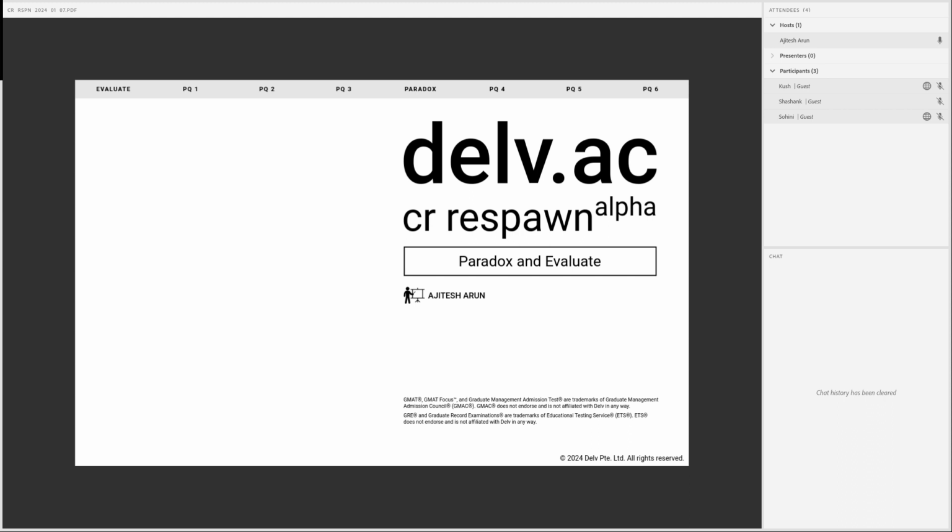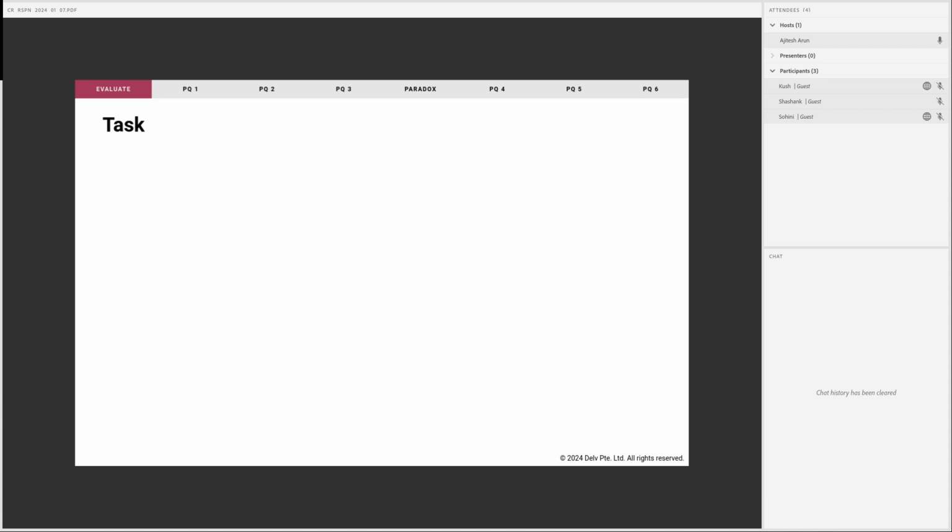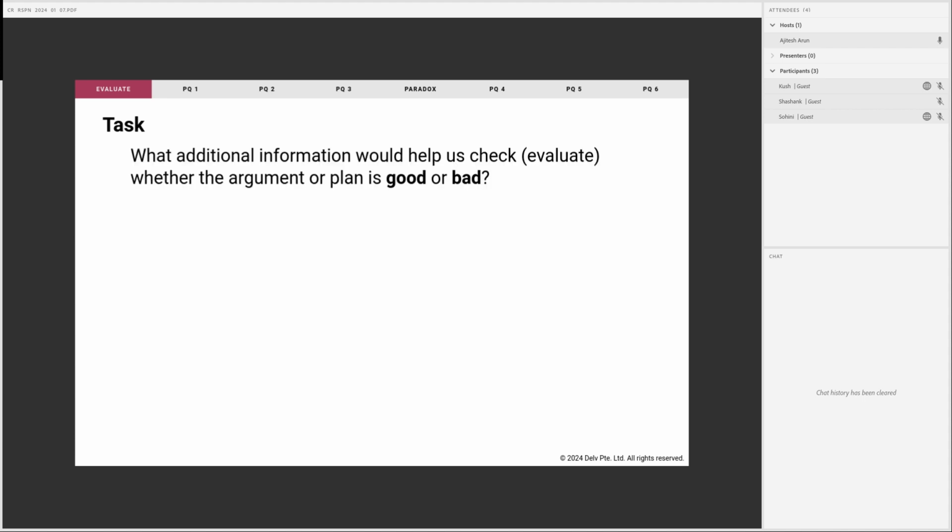Today we'll be working on paradox and evaluate questions. A lot of the work in these questions will depend on the work we've already done for strengthen and weaken, particularly in evaluate questions, and that's where we're going to get started. Let's take a quick look at the task in evaluate questions. Basically, what the GMAT is asking is: what additional information would help you check whether the argument is good or bad?